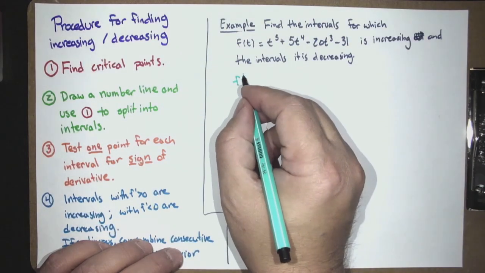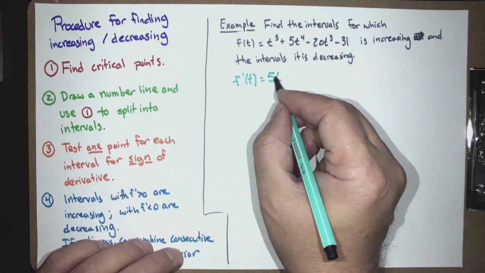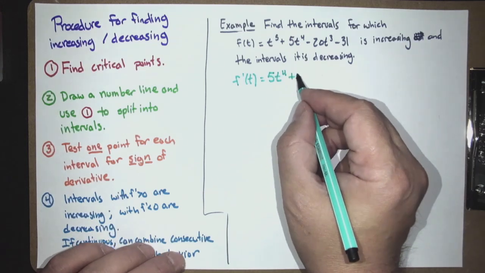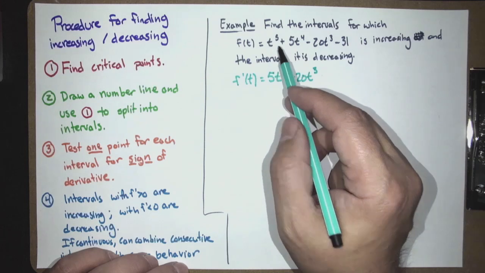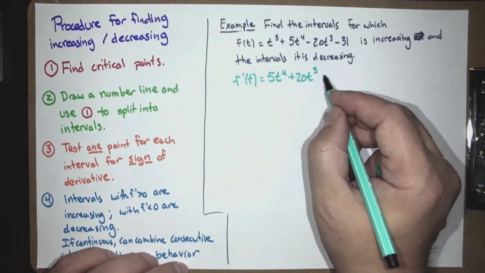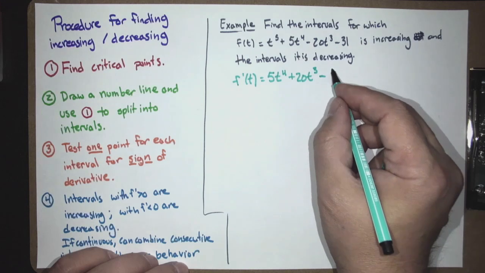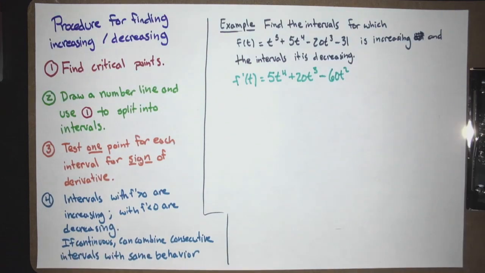Okay, so step 1, take a derivative. It's a pretty safe bet that taking the derivative is a smart strategy at this point in the class. So derivative of t to the fifth, 5t to the fourth. Derivative of 5t to the fourth, 20t cubed. Derivative of 20t cubed, 60t squared. And the derivative of 31 is 0. Is that ever undefined?